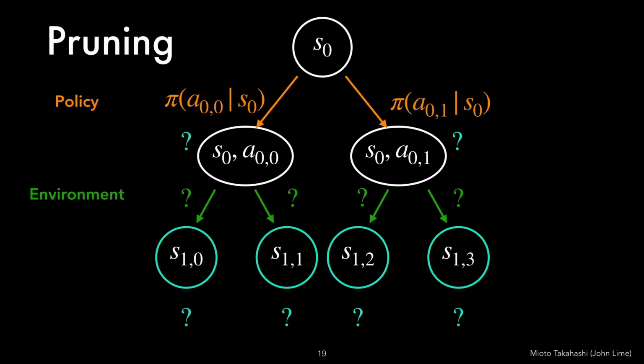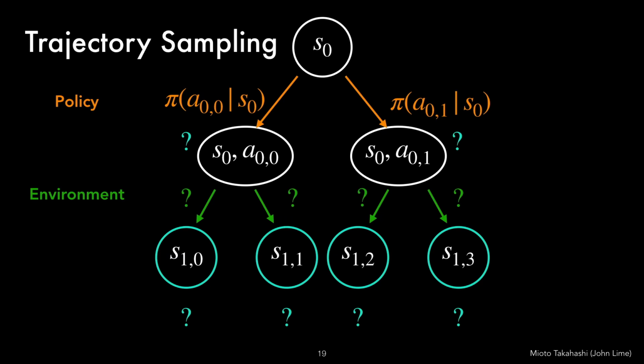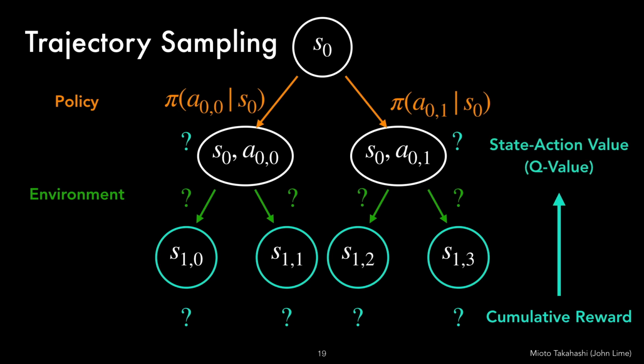In order to calculate the expected values of these variables, we conduct trajectory sampling, where we run the policy, obtain the set of states and actions, and obtain the reward for that trajectory. From there, we calculate the state action value, otherwise known as the Q value. We can also calculate the state value by taking the maximum value of the Q values for all combinations of states and actions.